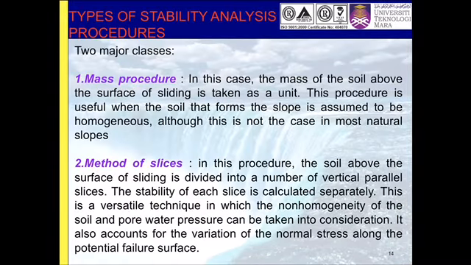Right, next. Types of stability analysis procedures. Actually, we have two major classes. One is the mass procedure. Normally, this mass procedure is for undrained conditions. And then we have the method of slices. The method of slices is more suitable for effective stress, but in certain conditions, we can also use total stress analysis for the method of slices.